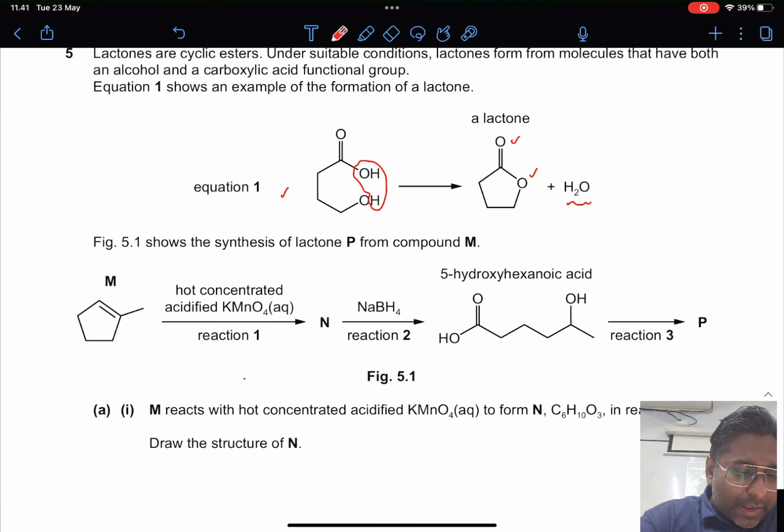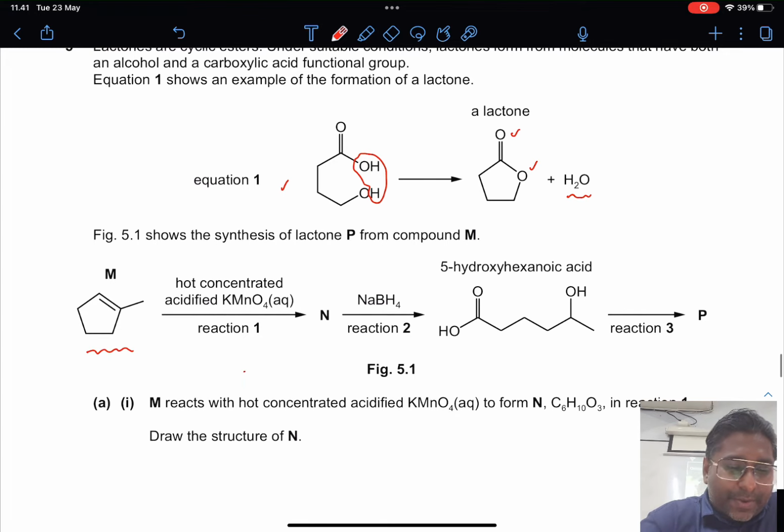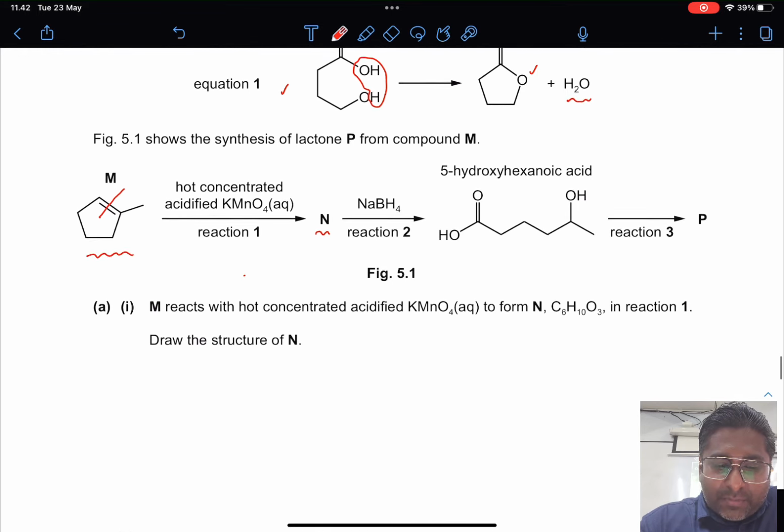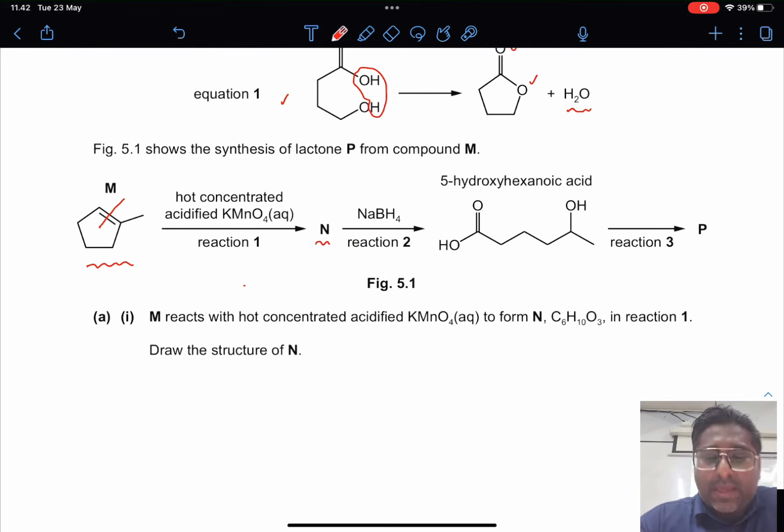This is the compound M. It contains a double bond, and when we use hot concentrated acidified KMnO4, what happens? The double bond is going to be broken. So you will have oxidation of the double bond, and we are going to get N. Let's solve the question. M reacts with hot concentrated acidified KMnO4 to form C6H10O3. It means there are 3 oxygens over there, in reaction 1.